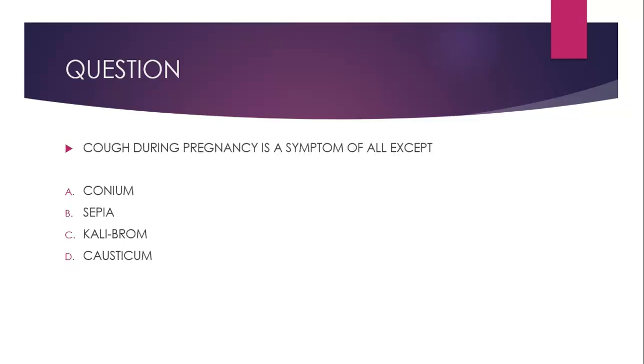Then going ahead: cough during pregnancy is a symptom of all except Conium, Sepia, Kali bromatum, and Causticum. So we know the five remedies, that is Apocynum, Causticum, Conium, Kali bromatum, and Nux moschata. The odd one out here is Sepia for cough during pregnancy. If it's nausea during pregnancy, it's definitely Sepia, but not cough. So that's the end of Apocynum. Yes, Sepia is the answer. Thank you.